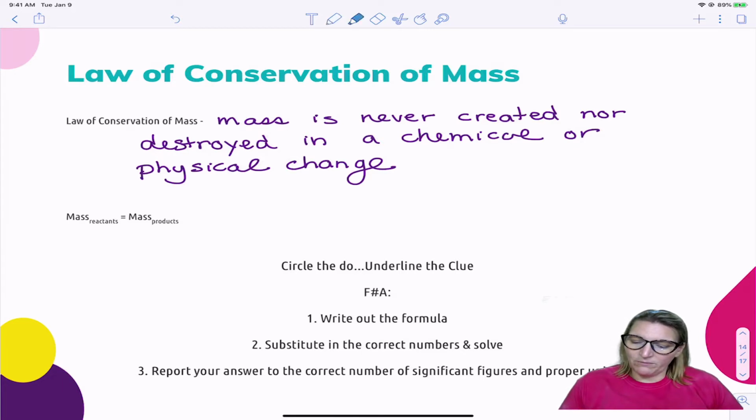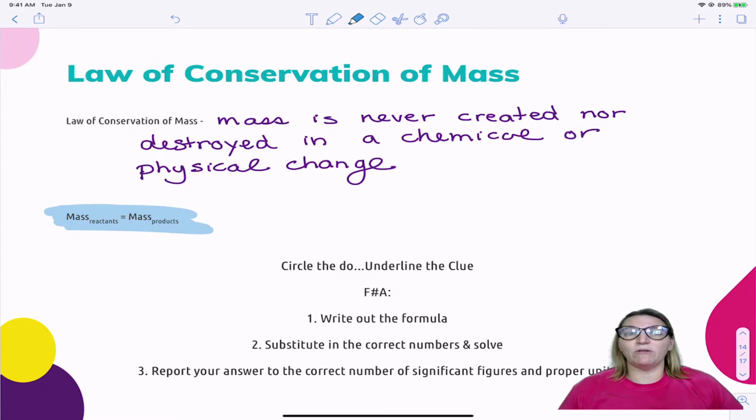So we have a formula that goes along with this. And we haven't used formulas too much this year so far, but we will. And so this first formula says that the mass of the reactants, that's what that subscript means, must be equal to the mass of the products in a chemical reaction. So we're going to apply that formula to two practice problems in just a moment.